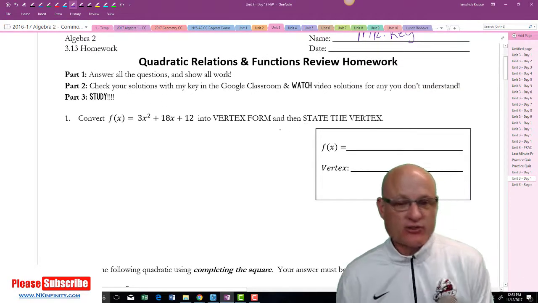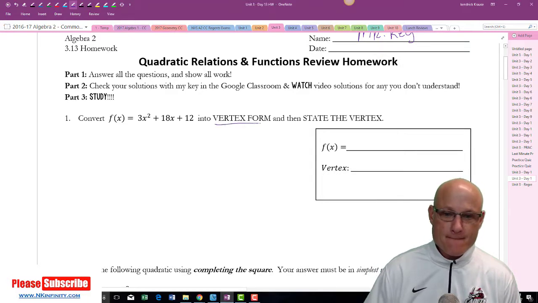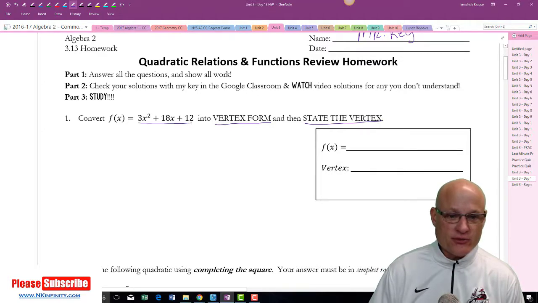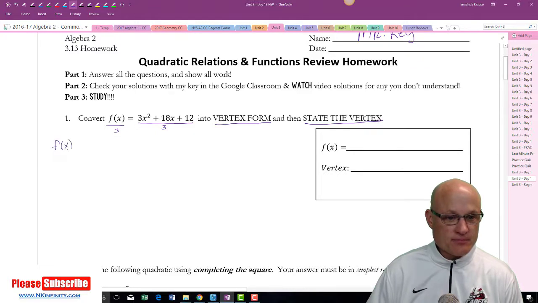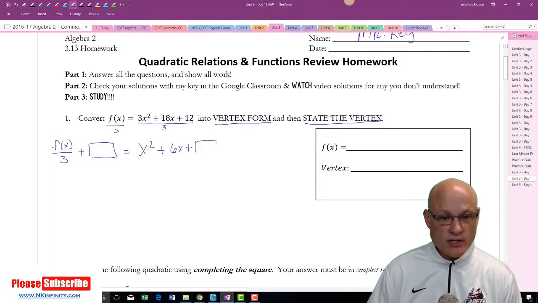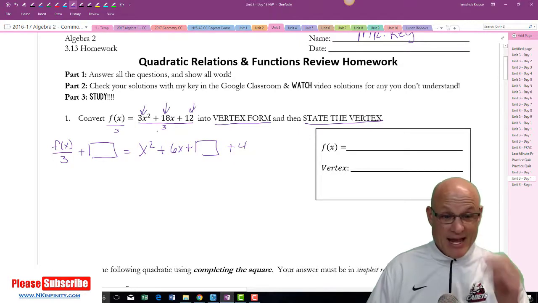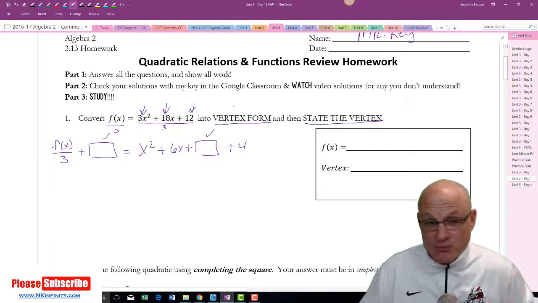All right, so we want to convert this to vertex form, then we're going to state the vertex. Now, we're not allowed to destroy this 3. We're going to divide by 3. So we have f of x over 3 plus square equals x squared plus 6x plus square, plus 4. Really what I did was I divided this by 3, this by 3, and this by 3. But I had to put the square on both sides because that's part of completing the square.